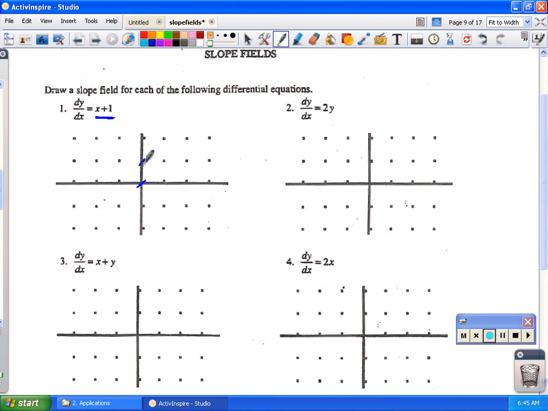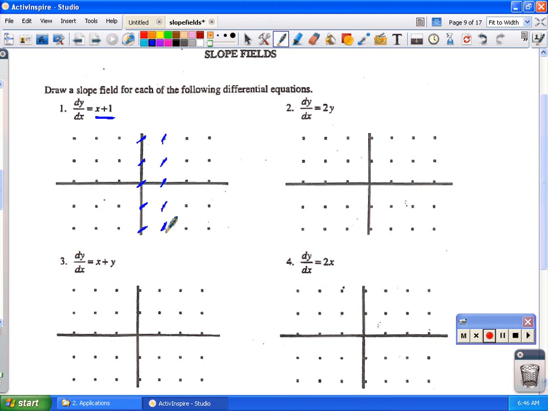So all I have to do now is know that these are going to be parallel to each other, because the y value doesn't matter. I don't use the y value to generate the slope in this problem. If x is 1, 1 plus 1 is 2, so that's going to be a little bit steeper. At every value x equal 1, the slope will be the same.